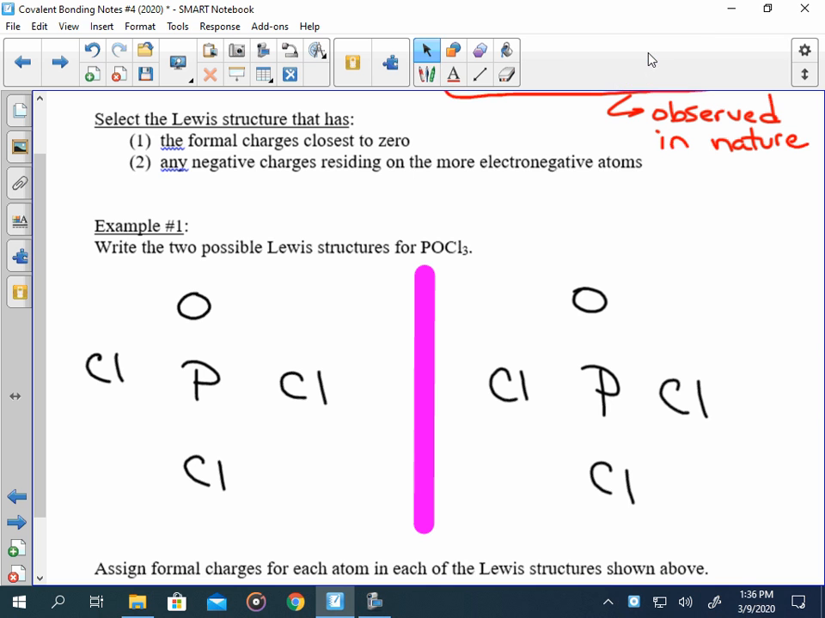Now let's connect things, and on the left we're going to do single bonds coming off the phosphorus. We're going to wall off the perimeter.